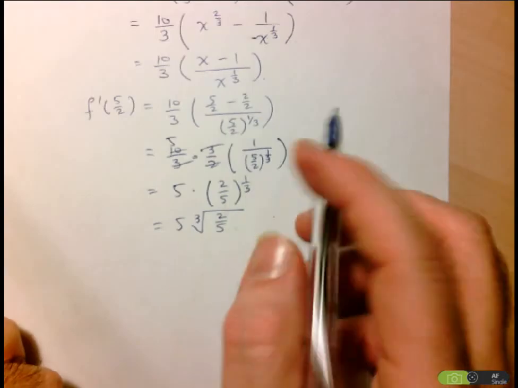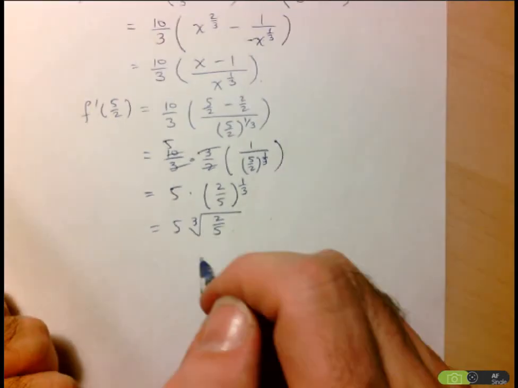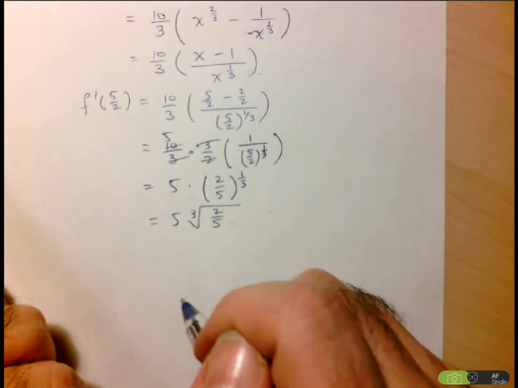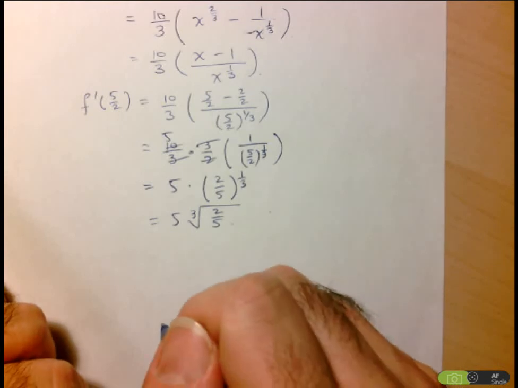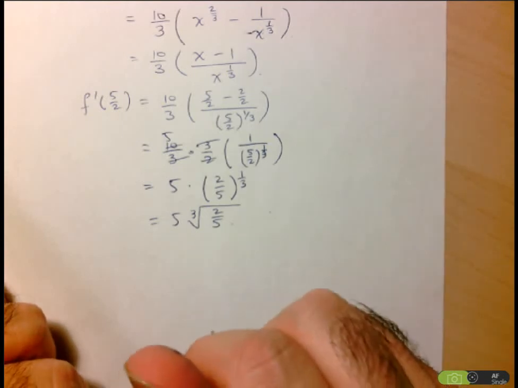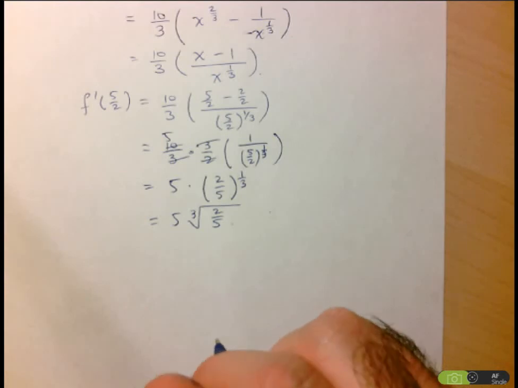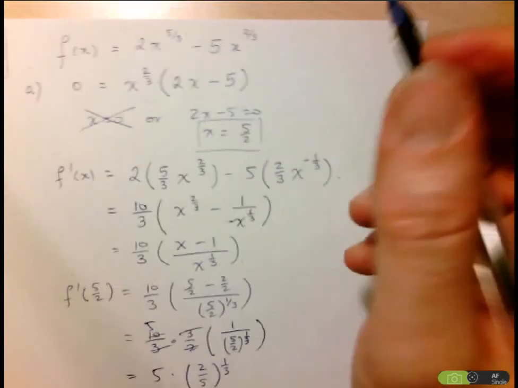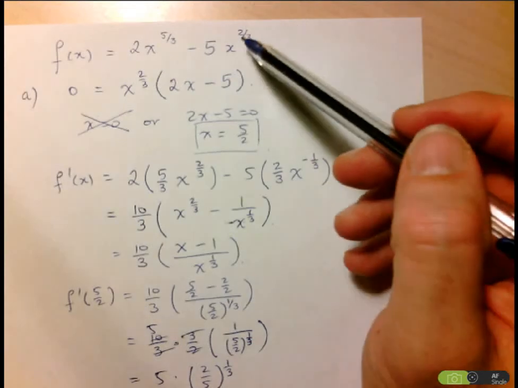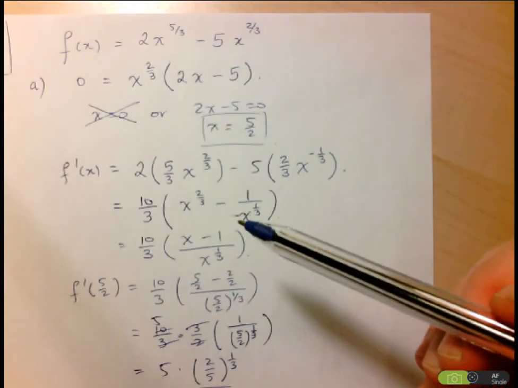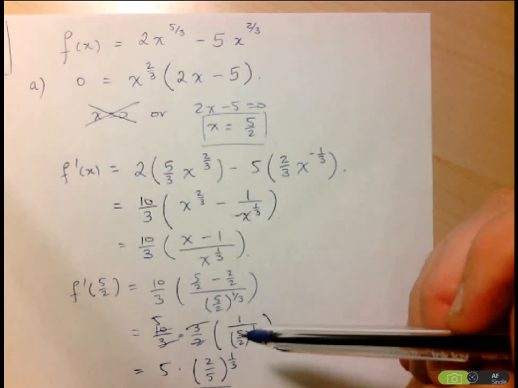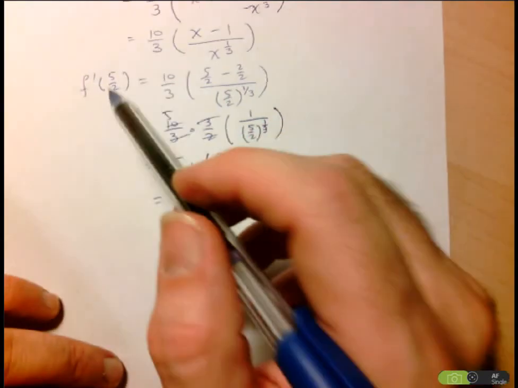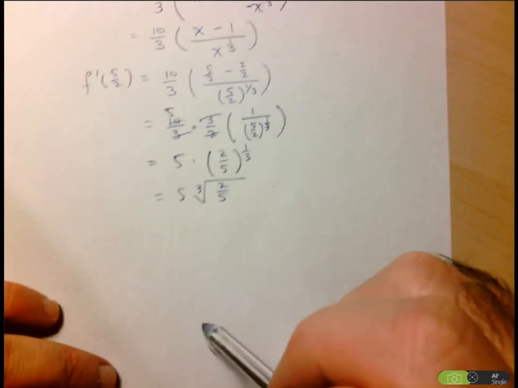Now I believe the textbook has this simplified a little further, but if you want to check that this is indeed the correct answer, just stick the book's answer in your calculator, and you'll see that it comes out to the same value. To recap, the first thing we have to do is determine where the function crosses the x-axis, then find the derivative, and then from there we can evaluate the derivative at that specific x value.